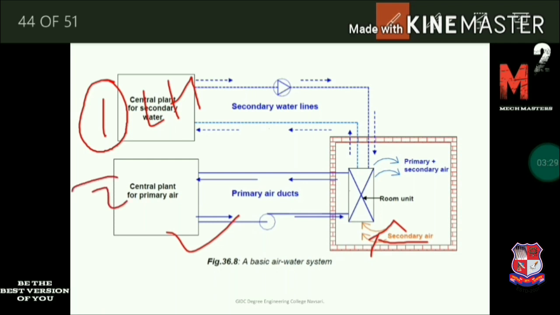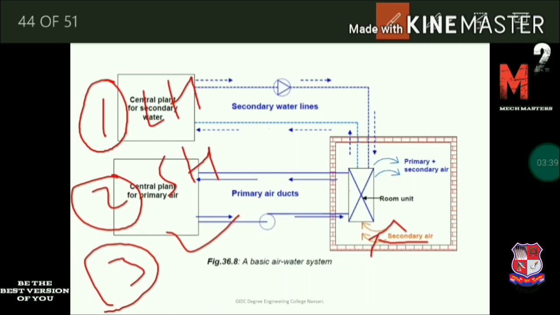Then the second one is that some part of the sensible heat is taken by the primary air. And the third function of the primary air is to provide proper ventilation. So here there are three functions of the primary air. When the surrounding air comes in contact, all the latent heat load is transferred to the primary air, and from the total sensible load, some part may be transferred to the primary air.